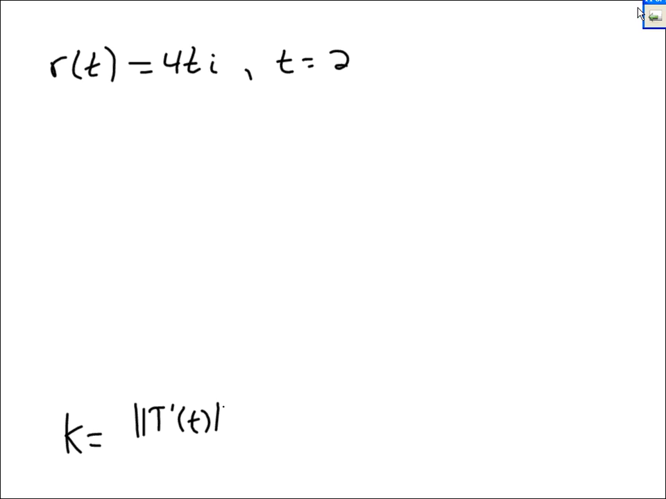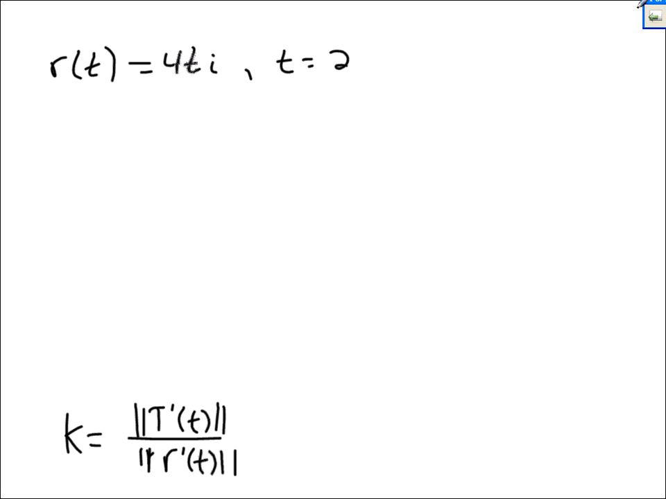Suppose now they ask you to find the curvature, but it's not y as a function of x, but rather r as a function of t. They tell you that r is 4t i, and they want to know the curvature when t equals 2. So now we have a completely different formula. The curvature is the length of T prime of t divided by the length of r prime of t.